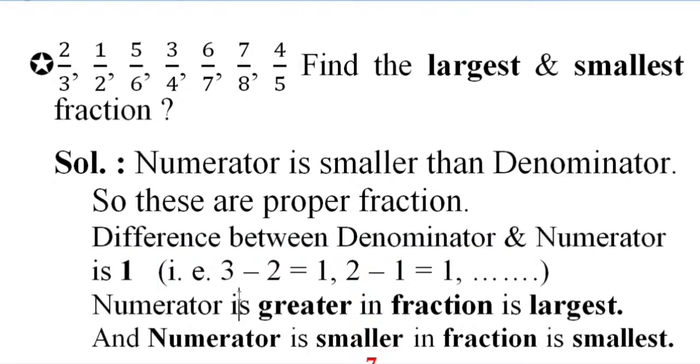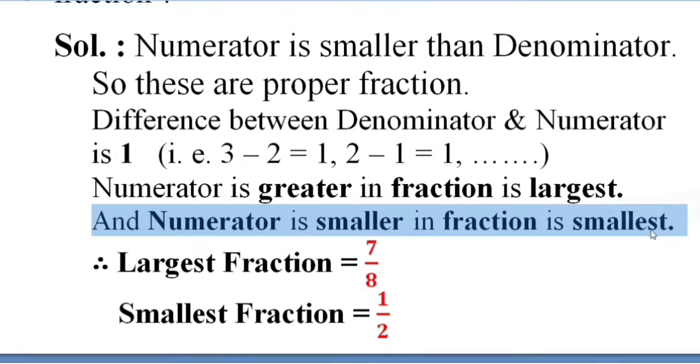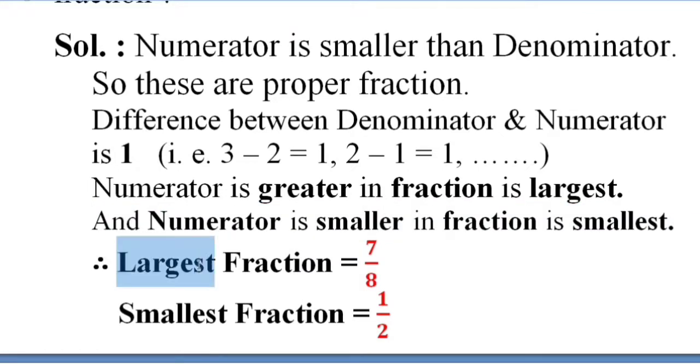That is, 3 minus 2 equals 1, 2 minus 1 equals 1, and so on. The fraction with the greater numerator is the largest, and the fraction with the smaller numerator is the smallest. Therefore, the largest fraction is 7 by 8 and the smallest fraction is 1 by 2.